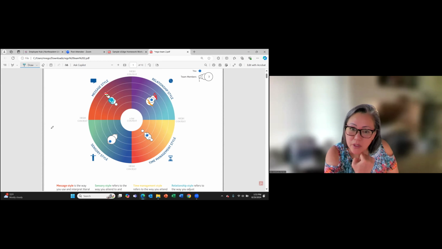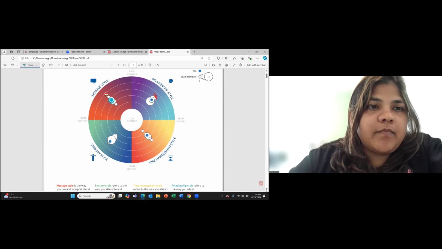I wish I could figure out the annotate. That sounds really cool. Let me see if I make my screen bigger. No, I don't see it. Anyway, I am not the farthest out, but the second one in, that's a bigger bubble next to Michelle's. Okay, perfect.